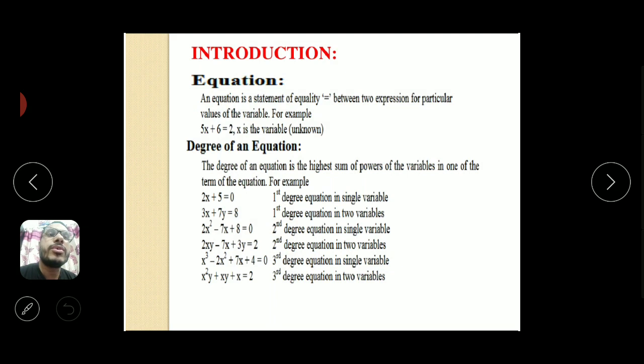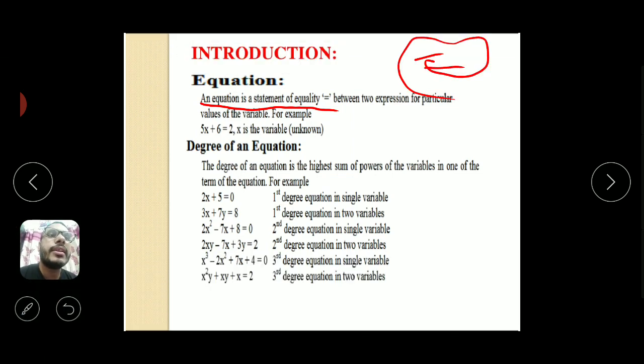Now let's talk about the introduction part. Before we understand what quadratic equations are, I have already discussed that it comes from quadratic polynomials whose degree is 2. So quadratic means degree 2. And what does equation mean here? An equation is a statement of equality. You might have seen this equal to sign everywhere, isn't it? In equations we see the equal to sign.